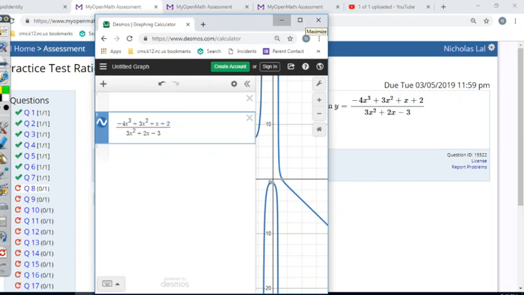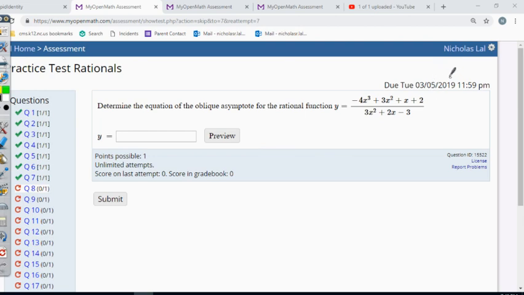Alright, I'm going to factor this. That's going to make life so much easier. 3x, and I'm going to minus 3, and so it's plus 1. No. That does not factor.